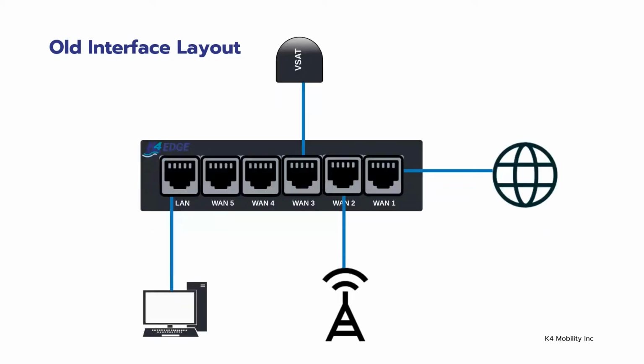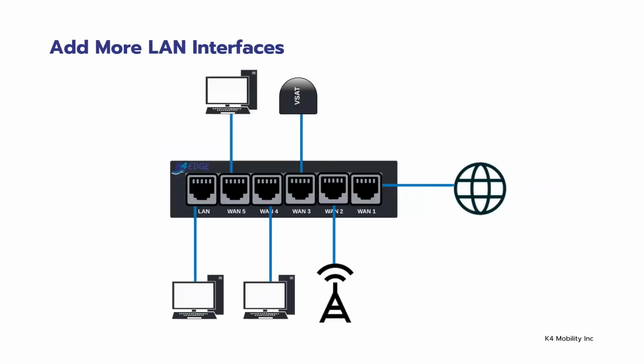Okay? So our latest 6.4 code gives users more flexibility by allowing them to choose what role each interface will play. So now if you need 3 LAN interfaces and 3 WAN interfaces, you can easily configure this in the UI.